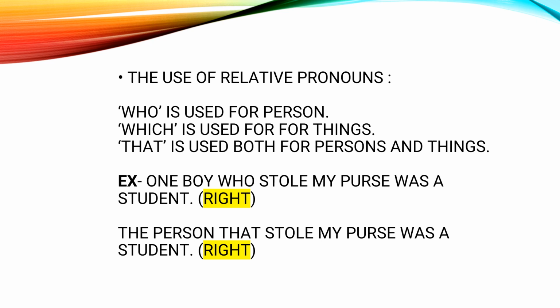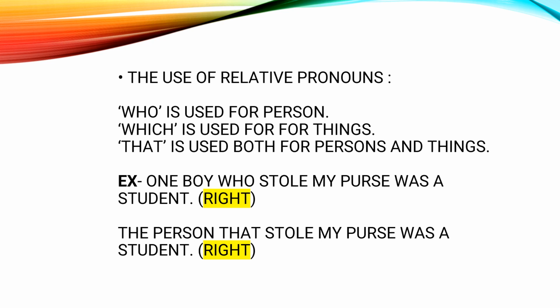Next is the use of relative pronouns. Who is used for persons, which is used for things, that is used for both persons as well as things. For example, one boy who stole my purse was a student, which is a right statement. The person that stole my purse was a student. Again, it's a right statement.